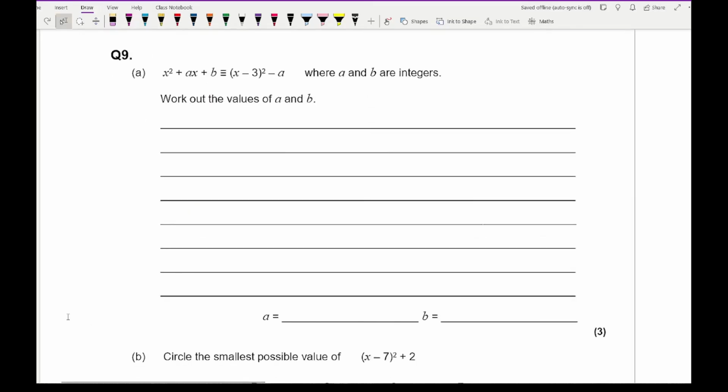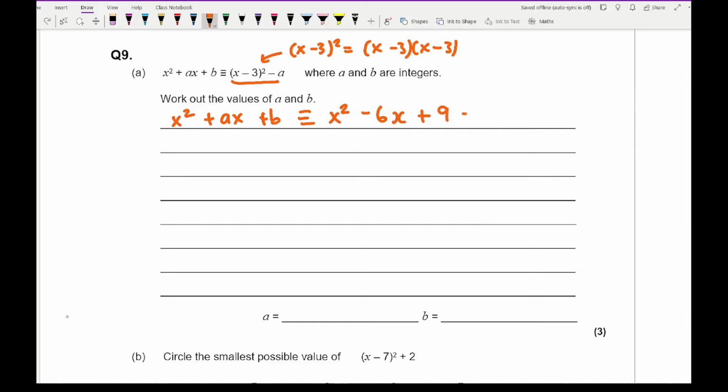Moving on to question 9, again a very similar question. Here we're looking to find the values of a and b. Not much I can do with the left hand side, so I'm going to expand this right hand side. Recognise that x minus 3 squared is x minus 3 times x minus 3. Do not fall into the trap of just writing it as x squared minus 9, because that's definitely going to be wrong. So here we've got x squared plus ax plus b triple bar, and we're going to end up with x squared minus 6x plus 9 minus a.